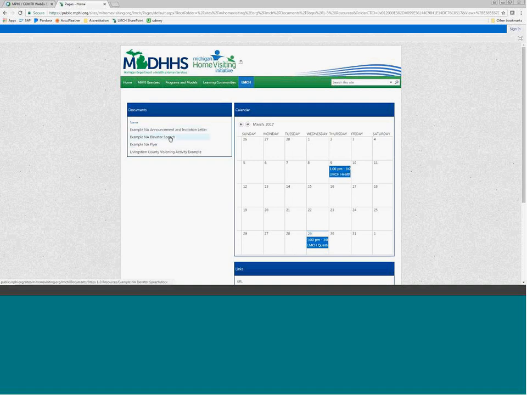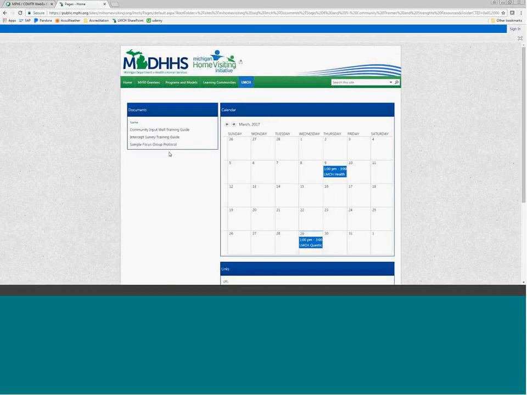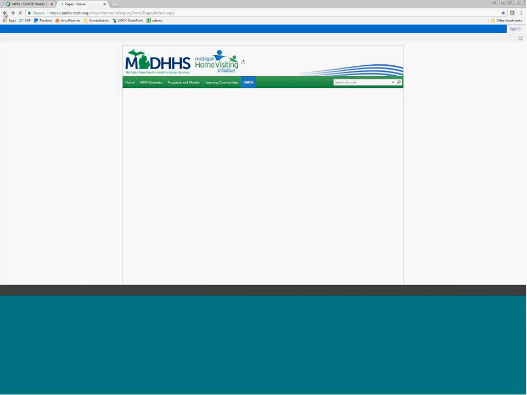Here's all of the examples that we talked about: elevator speech, flyer, the announcement and invitation letter. Step 4 and 5 resources. Here's where you have the community input wall training guide, the intercept survey training guide, and the sample focus group protocol.